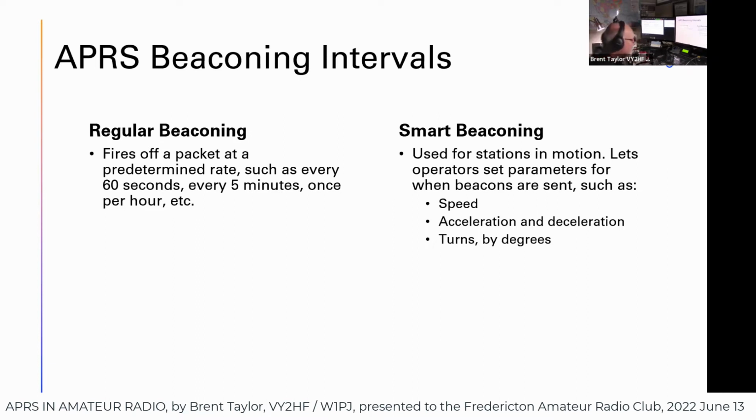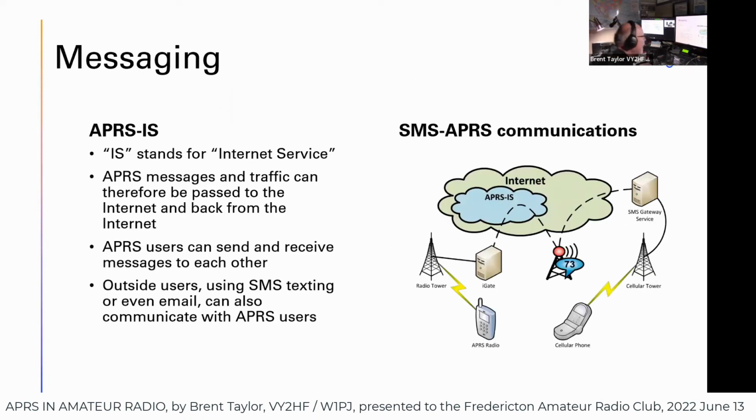You can also set it to only beacon when you make more than a 60-degree turn or more than a 70-degree turn. You can set all of those configuration elements in your APRS setup. And messaging. I won't touch too much on this, but just to know that it's out there.